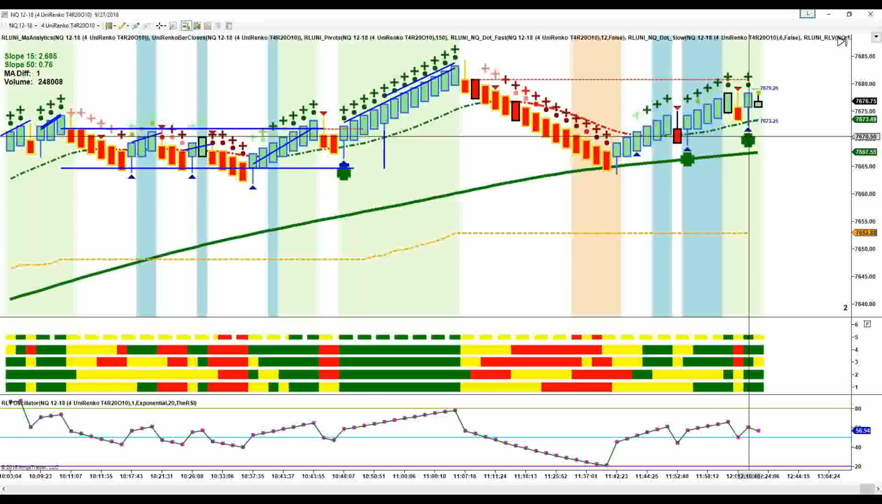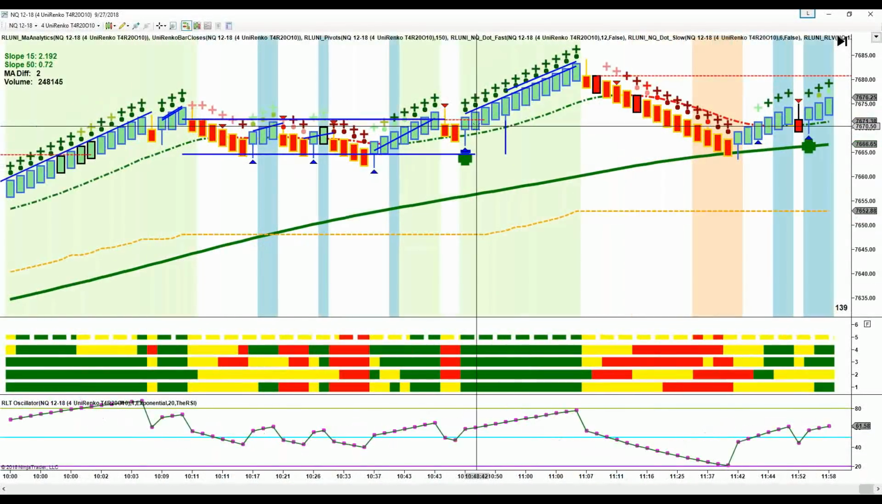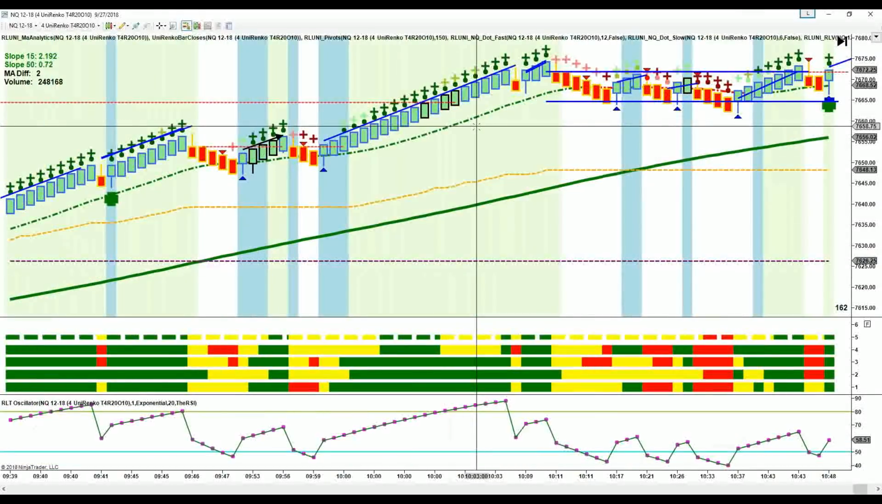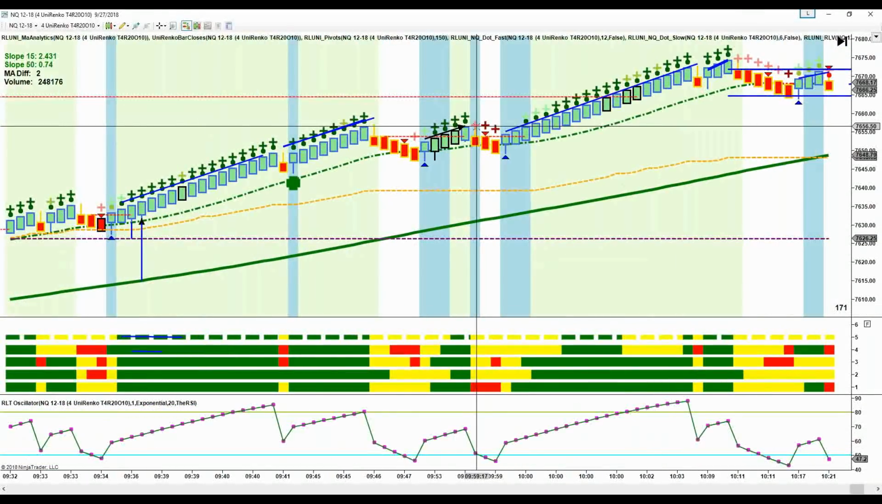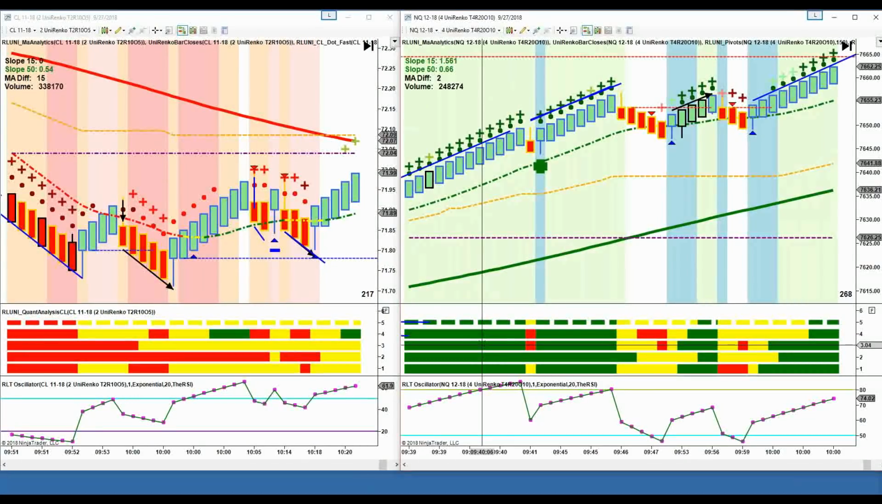Okay, so let's go over the system and take a look at the NQ. I think that's a good market, and the rules for trading are the same no matter what market you're in. Actually, we'll do crude and the NQ since the quants on these two are different. The NQ, the Dow, the NASDAQ, and the Russell all have the same system, and all the other markets have the same system as crude.